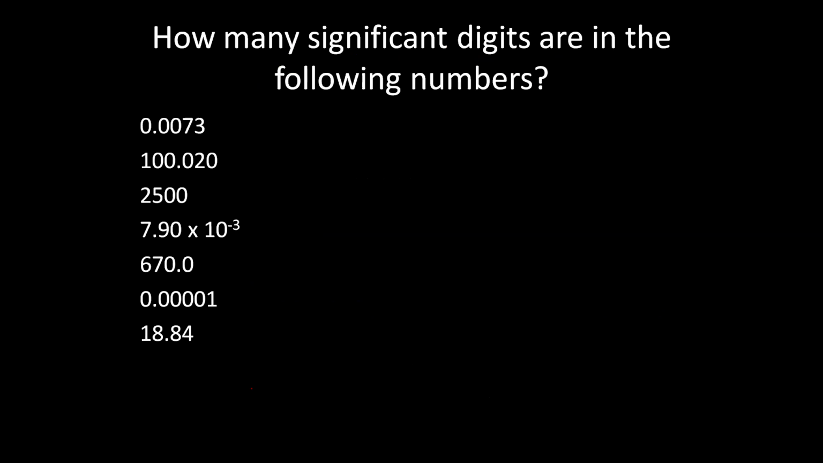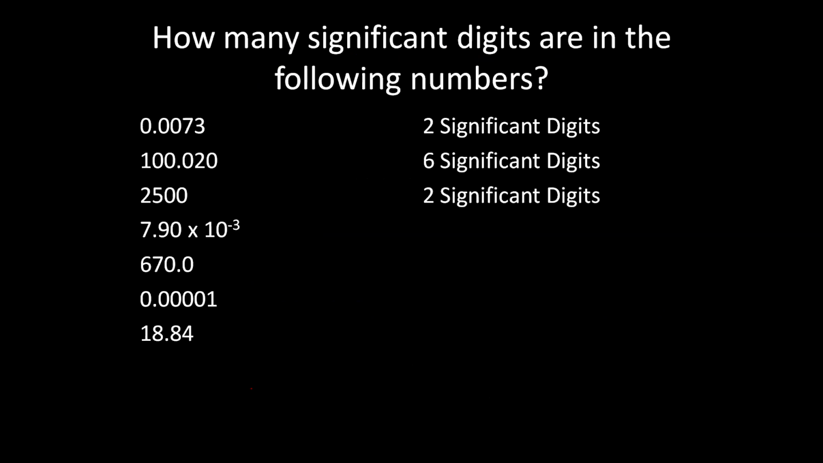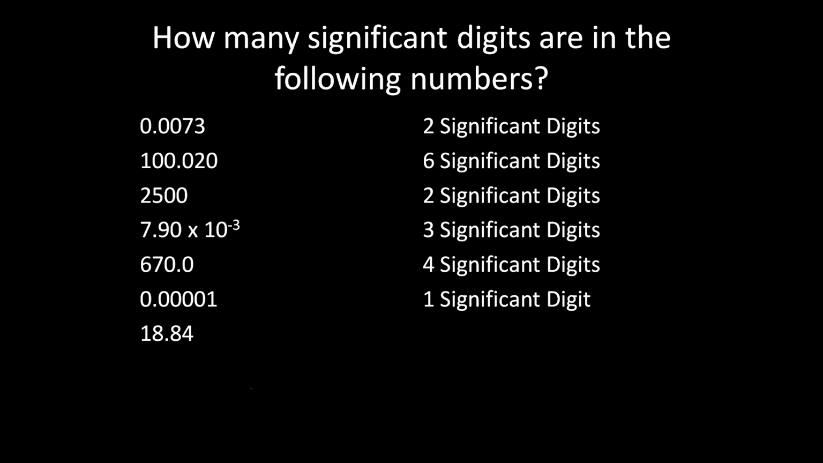Quickly say. 0.0073. How many? Yes, two significant figures. 100.020. How many significant figures? Yes, it is having 6. 2500, only two significant figures. 7.90 times 10 raised to minus 3. It is having three significant figures. 670.04. 0.00001, just one significant figure. 18.84, four significant figures. Hope all of you were able to guess the answers along with me.